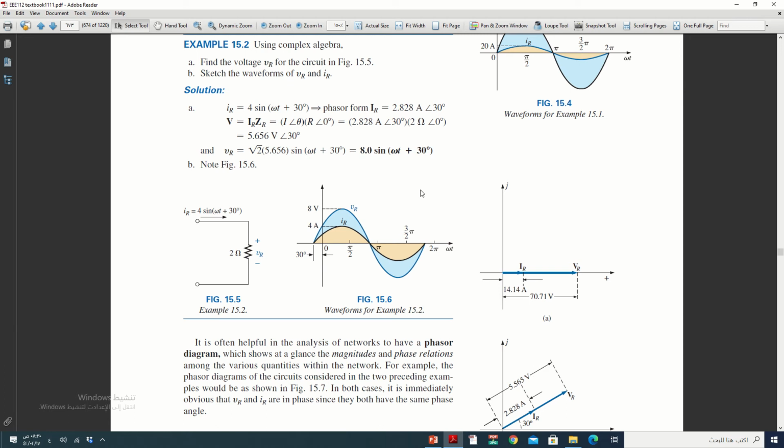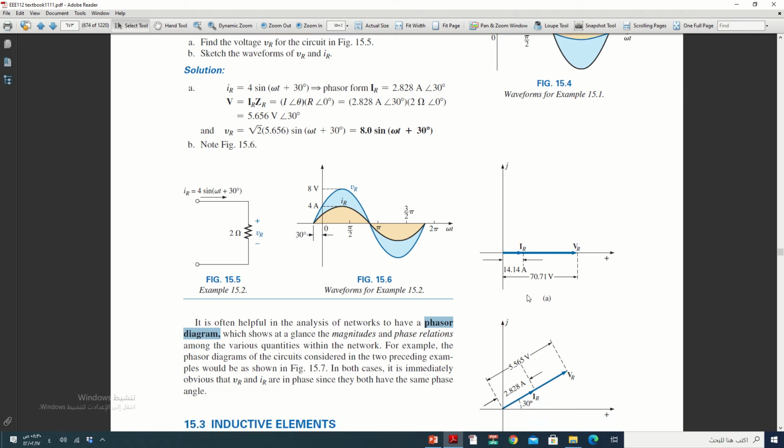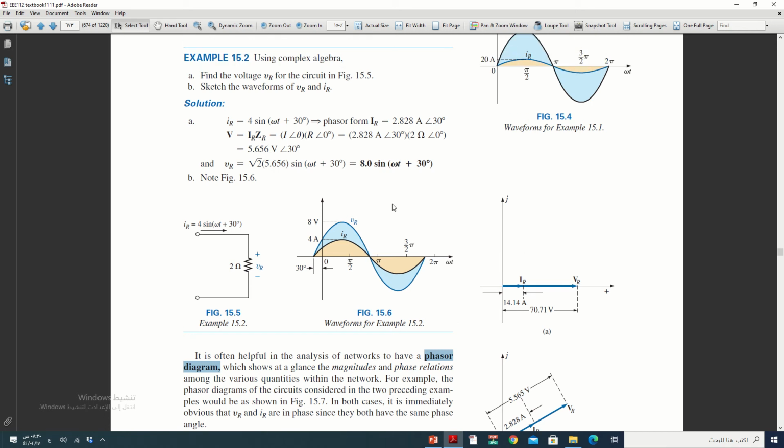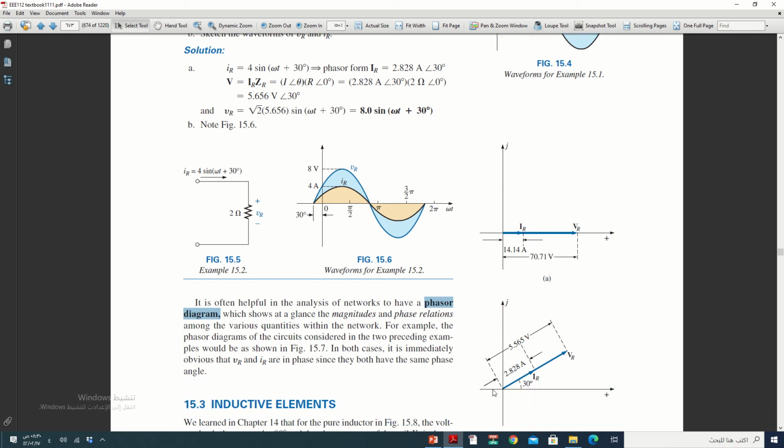Okay, and also we have another drawing called the phasor diagram. Phasor diagram. We need to draw the vector. We draw the voltage VR with zero angle. This is for the first example, and the current with zero angle. But for the second example, which is 15.2, we will draw the voltage with angle 30, 5.565, and current with angle 30.